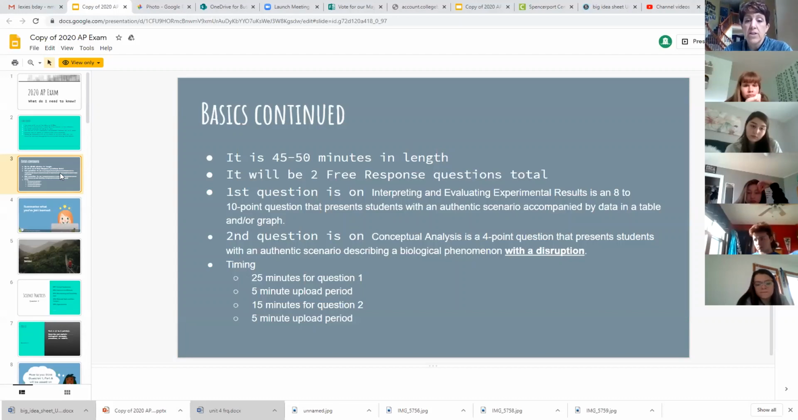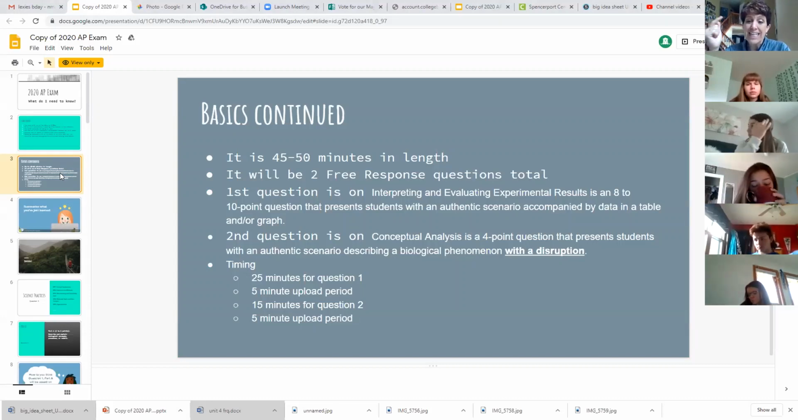Okay, so here's the 2 questions that are going to be on there. The first question is 8 to 10 points, and the second question is only 4 points. And the first question, I imagine, is going to have at least an A, B, C, D, because a lot of them on the AP Classroom right now have A, B, C, D.